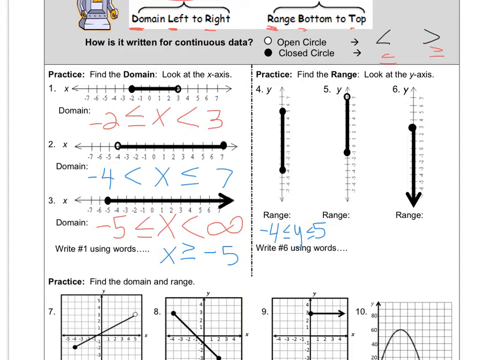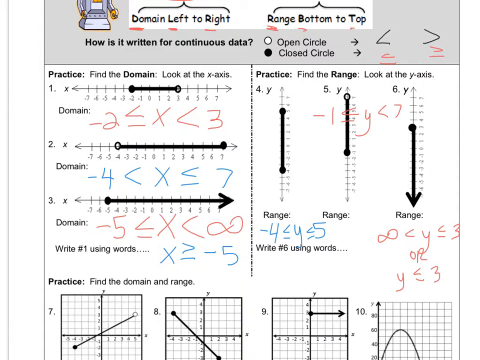Okay, I want you to do number 5 and number 6 on your own using what we had learned on domain to do the range. Pause your video to do this and then check back for the explanation. Okay, those were very straightforward. Hopefully you were able to get those without any trouble.